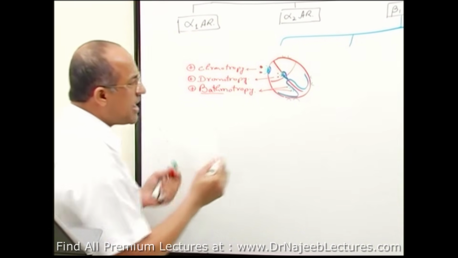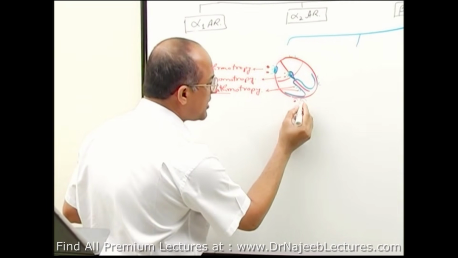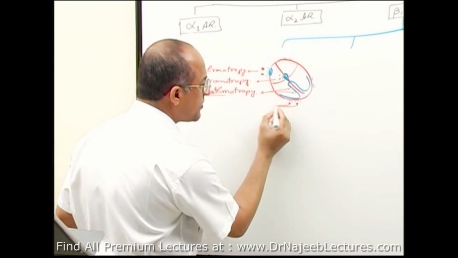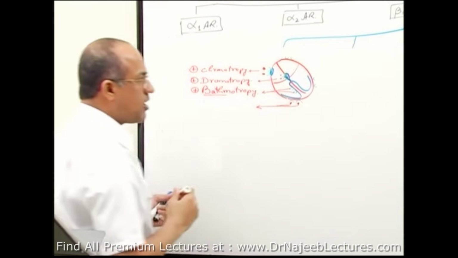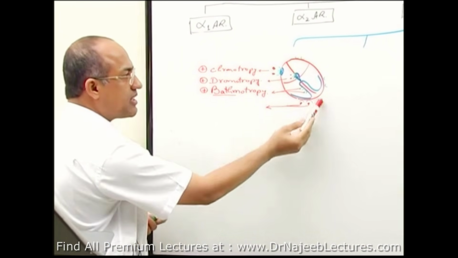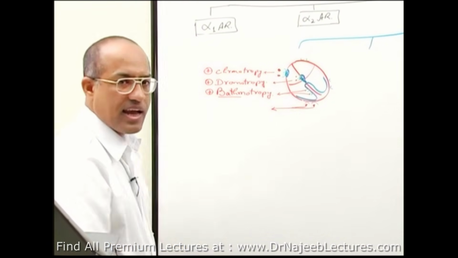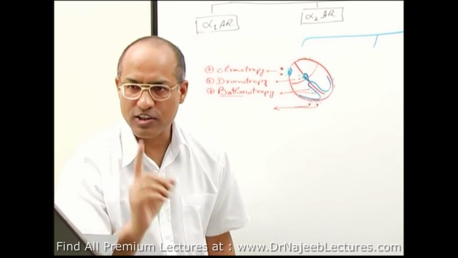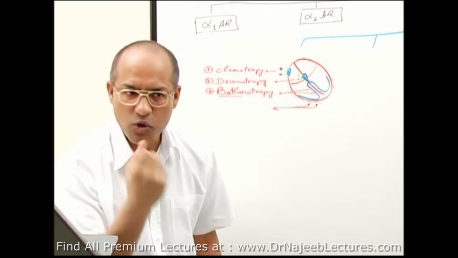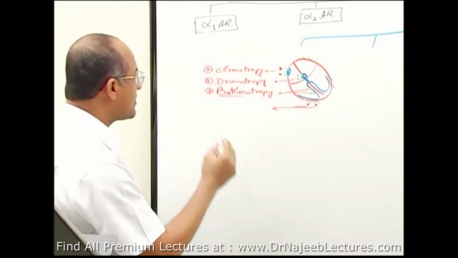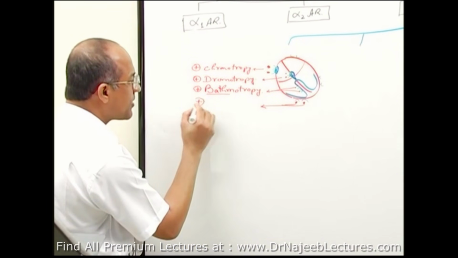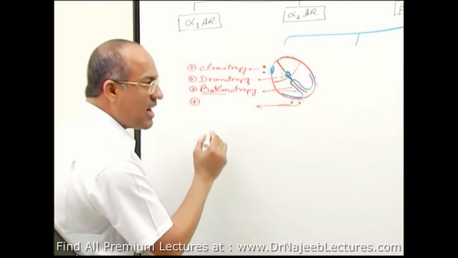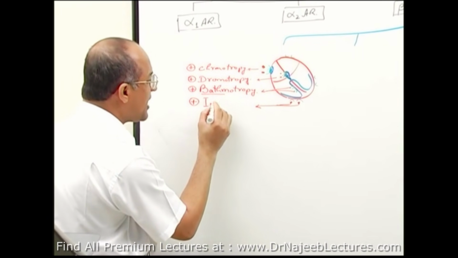Then beta-1 receptors are of course present on the contractile myocardium. So when beta-1 receptors are stimulated on the atrial myocardium and ventricular myocardium, the degree of myocardial contractility is increased. This is called positive inotropic.